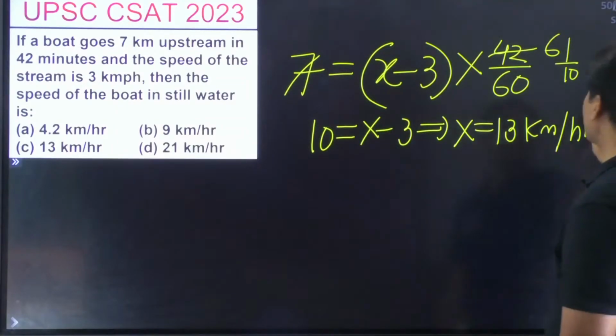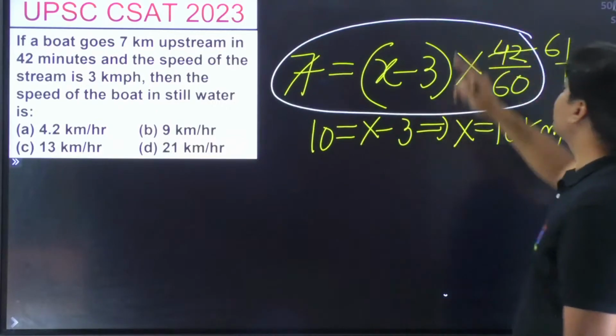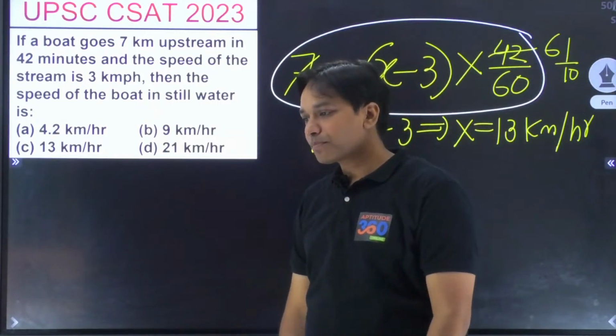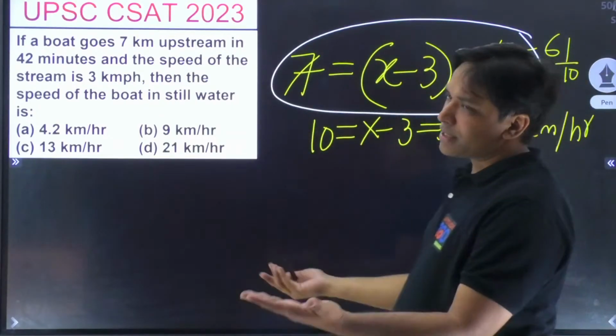एक तो चीज आपको ये समझ में आनी चाहिए कि ये आपने ये कैसे लिखा, ये वाला. That is what you should write in the examination, isn't it? 13. Then the speed of the boat in the still water, that is coming out as 13.